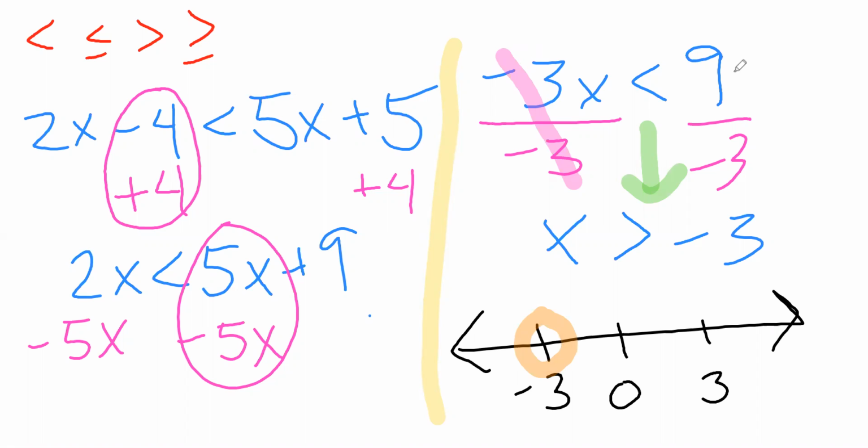And then we are going to have the shading. Because the x is first, we can just follow that direction. You can also just logic it out. x is greater than negative 3. Things that are greater than negative 3 are over to the right. So we're going to shade that direction. And there you go. That is solving and graphing inequalities. If you have questions, please let me know.